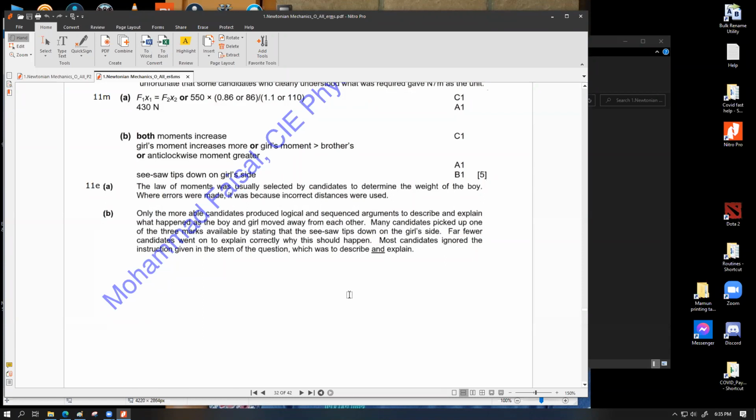So this is the important bit. In this case, you are asked to describe and explain, which means you have to state elaborately what's going to happen. That's the describe part. And you have to also give a physics-based reason: what is the underlying principle or cause and why that's going to happen. That's the explain part. This question demanded both of them. So this is the important bit.